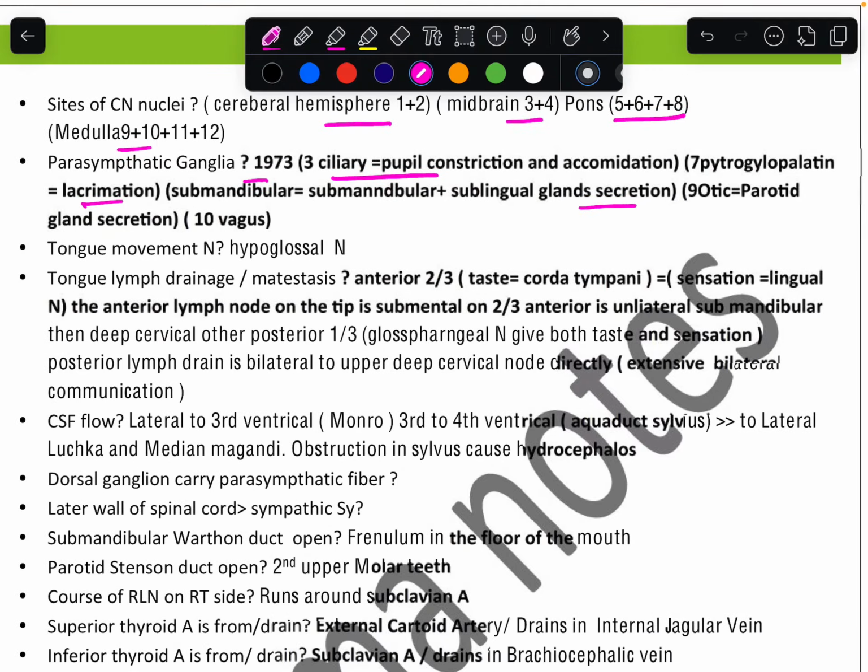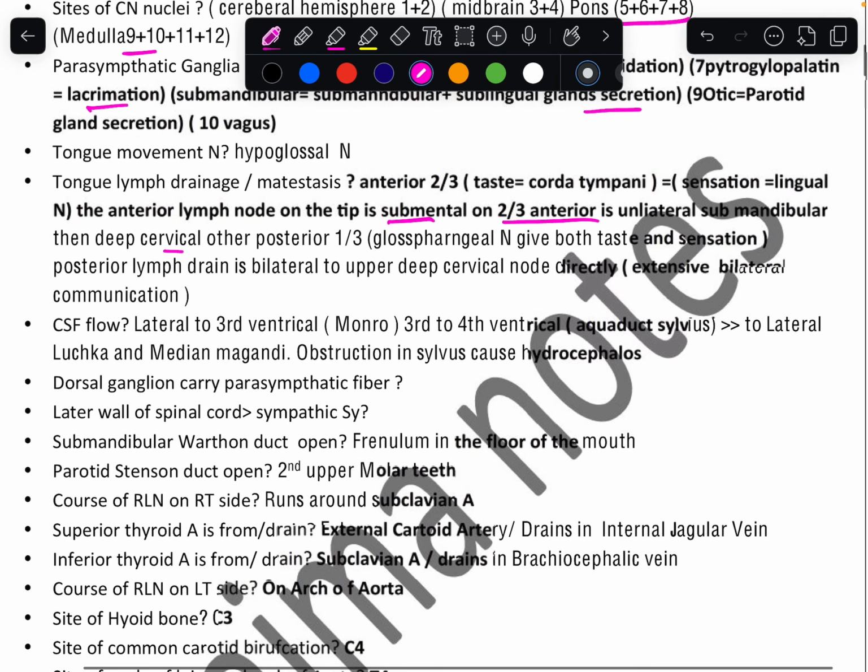Tongue movement is hypoglossal. Tongue lymphatic drainage and metastasis: anterior two-thirds, metastasis to which gland? Chorda tympani is test for sensation of lingual. Anterior lymph nodes in the tip go to submental, anterior two-thirds unilateral to submandibular, and then deep cervical. Posterior sensation lymph node goes to upper deep cervical.